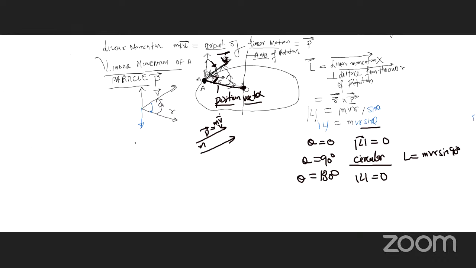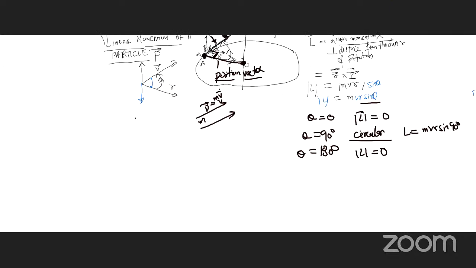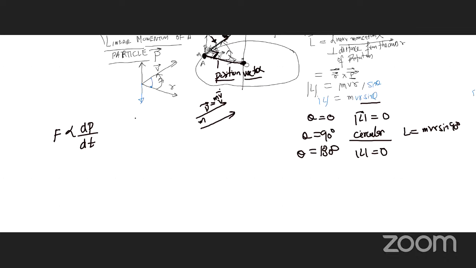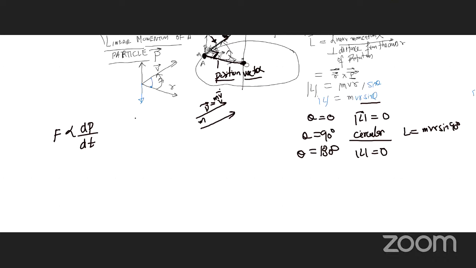So is there a relationship between angular momentum and torque? Think in terms of linear motion, where you say force is proportional to rate of change of momentum. So if there is a rate of change of angular momentum, you have a torque, which is a rotational force. So this is the same. dL by dt equals tau. That is correct.